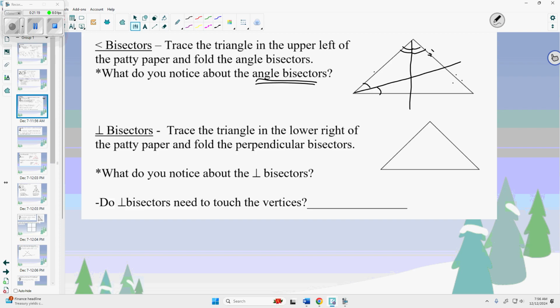What did you notice about all three of those angle bisectors? What did they do? I mean, they're all angle bisectors, but did they all hit each other in different spots? They crossed in that middle, absolutely. So they all intersect at one point.